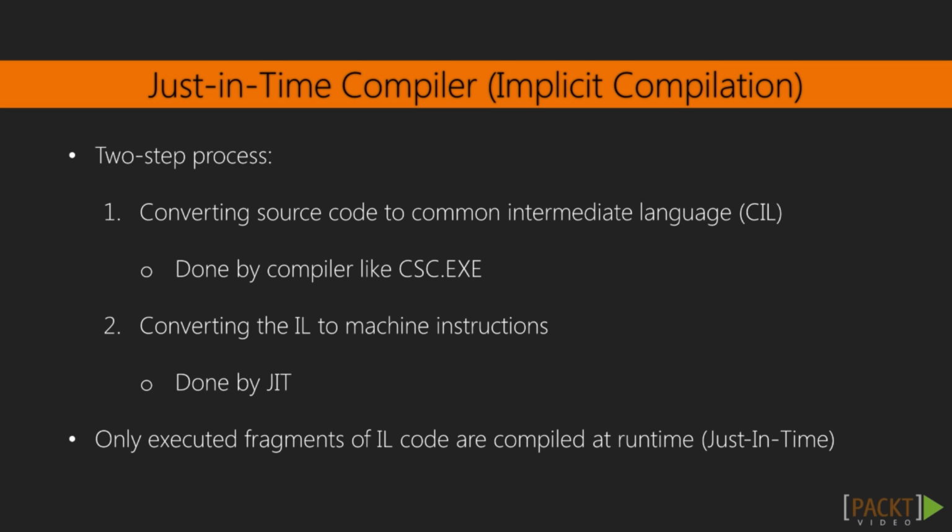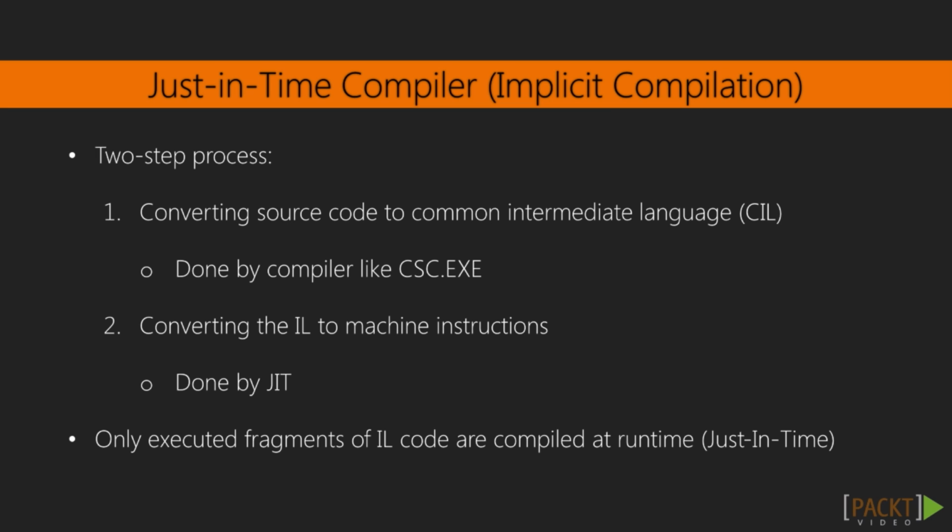The first is that it converts source code to common intermediate language, CIL, and that's done using a compiler that's like a built-in, such as if you're coding in C#, the csc.exe executable. The second step would be converting the IL to machine instructions, and that's done with JIT. And when I say IL, we're still referring to the CIL. And I specifically use that term because sometimes when you're reading .NET documentation, they might be referring to IL, but that's just still short for CIL because we're talking in the context of .NET.